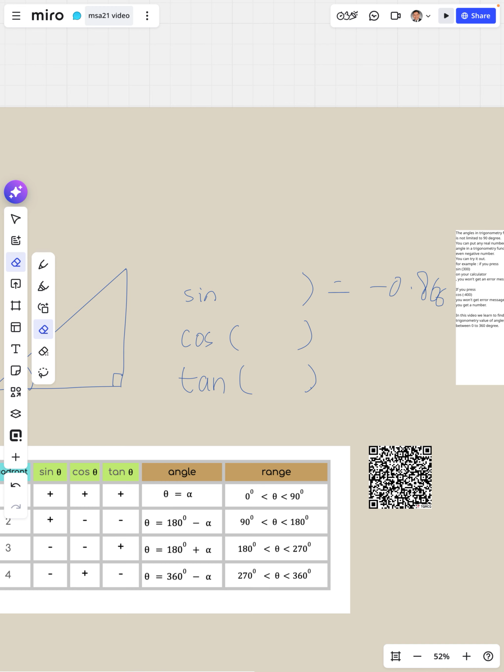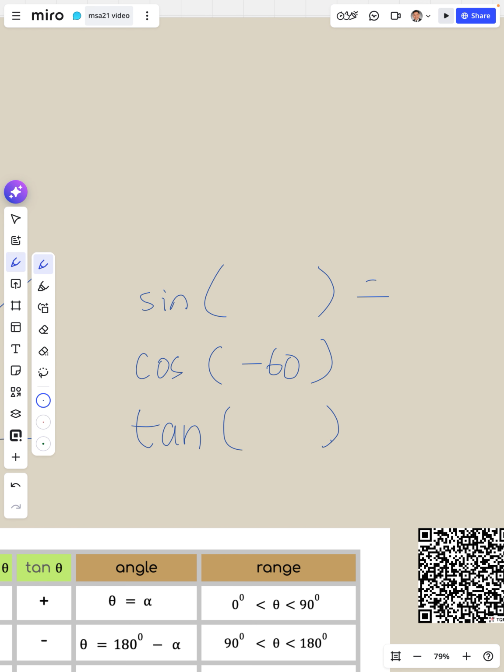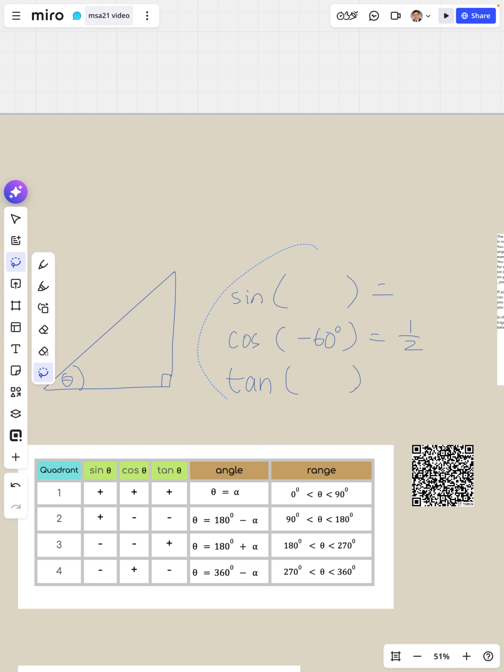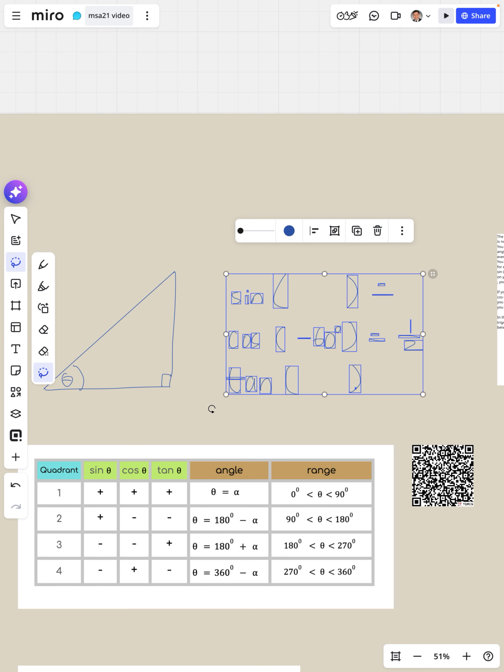You can even put a negative number there. For example, if I press cosine negative 60, right? Cosine negative 60 into your calculator, then what will you get? You will get half. So it's not limited to 0 and 90 degrees.